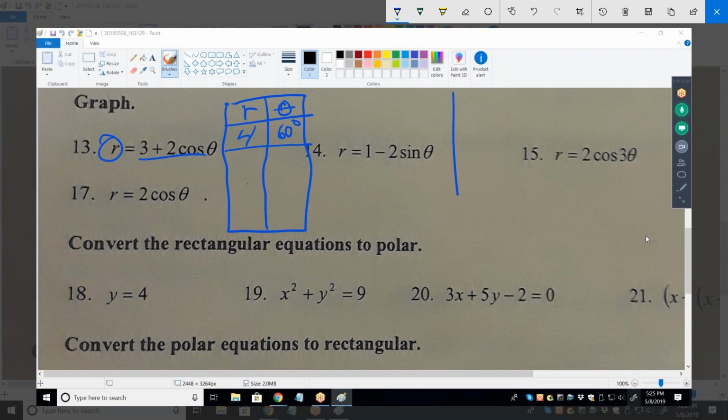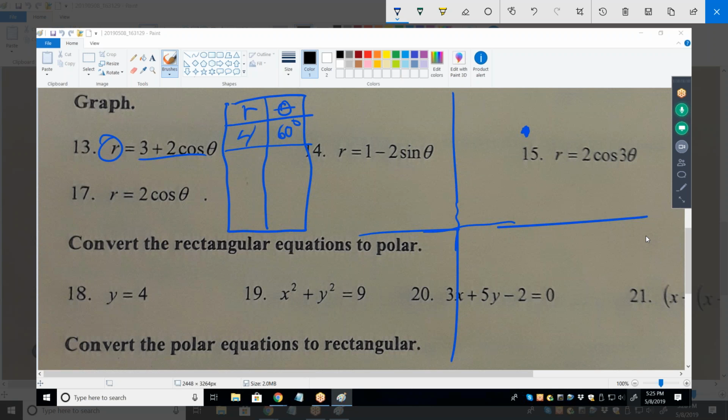Now, that just gives you 1 point. In other words, I can go out 60 degrees, up 4 on that diagonal. There's 1 point on my curve. Now we need to find some other points because I believe it's a cardioid, is what it's called. These different polar equations produce different types of shapes.